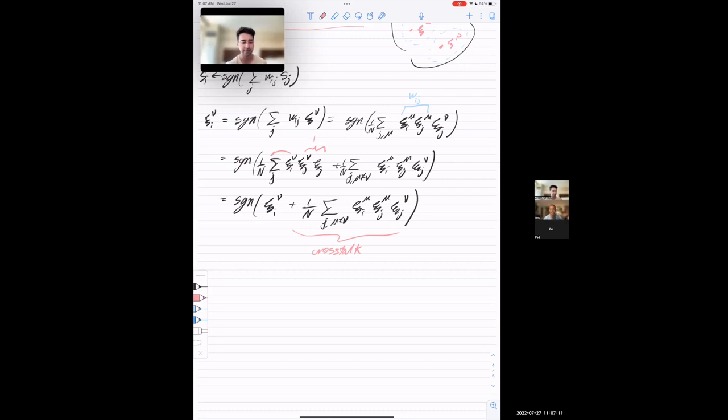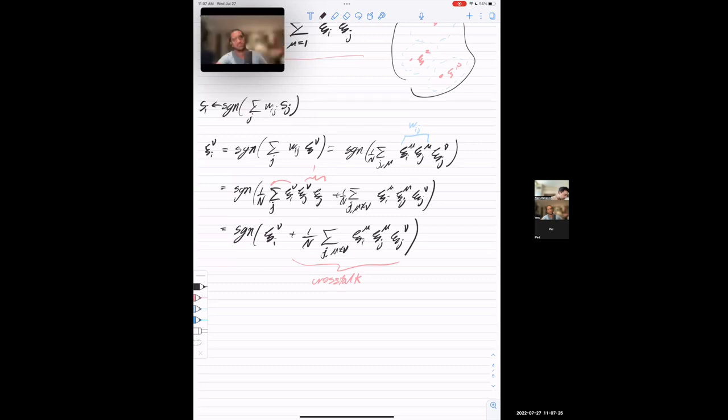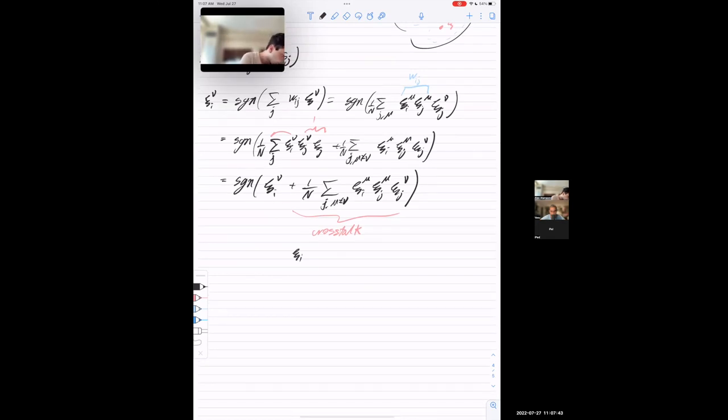And the study of this crosstalk is like the bulk of the statistical approaches to the Hopfield model. Big picture, what I want is for whatever this term is, the term I've underlined in red, to not go opposite ξ_i^ν. I want this thing to be only helping us and moving us in the direction of ξ_i^ν. So technically the definition of the crosstalk is the product of ξ_i^ν with this other term, the sum over j and over μ not equal to ν, over all complementary patterns, of ξ_i^μ ξ_j^μ ξ_j^ν.